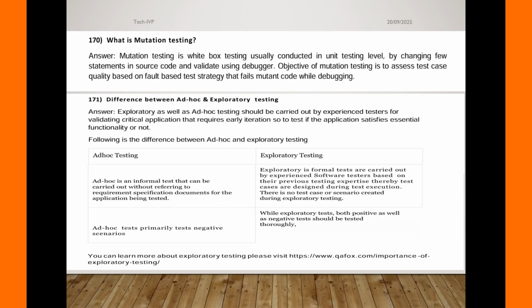The next question is, what is mutation testing? Mutation testing is white box testing usually conducted at the unit testing level by changing a few statements in the source code and validating using a debugger. The objective of mutation testing is to assess test case quality, based on a fault-based test strategy that fails the mutant.